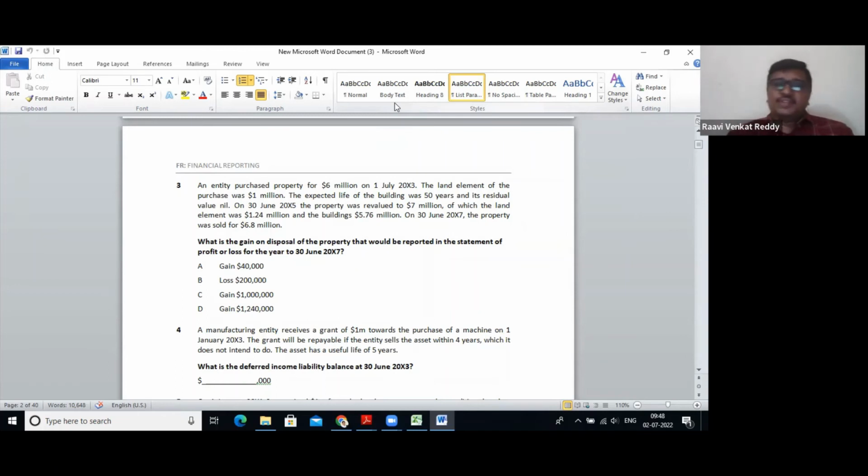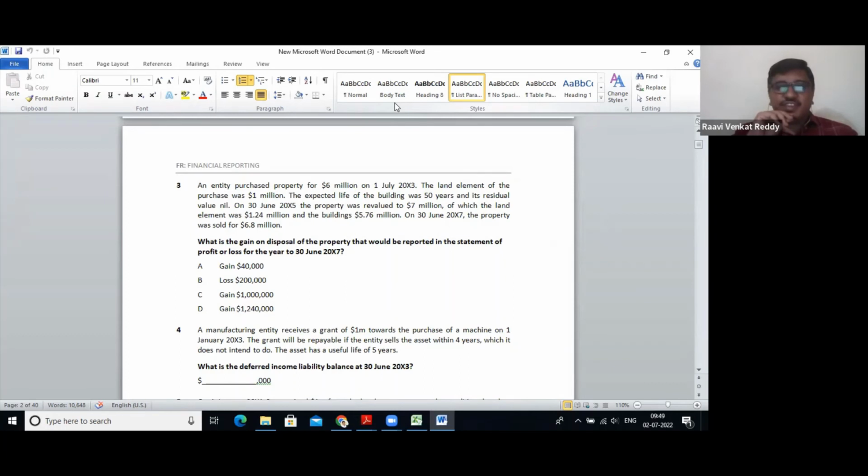An entity purchased property for 6 million on 1st July 2003. So this particular property includes two elements. One is land and the other one is building. They purchased it in July 2003 for 6 million. The land element of the purchase was 1 million. So out of the 6 million, 1 million is related to land. The expected life of the building was 50 years, and its residual value is nil.